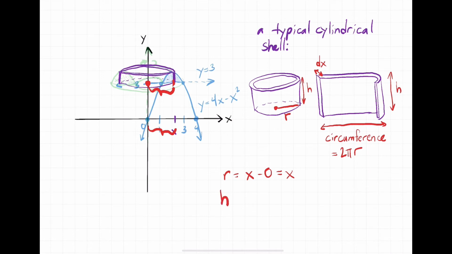What is the height of this particular cylinder? Well, it's just going to be the height of the rectangle that we use. It's going to be the top function minus the bottom function. In this case, our top function is that parabola. The y value is 4x minus x squared. And our bottom function is the line y equals 3, so we can say minus 3. And that is our height.